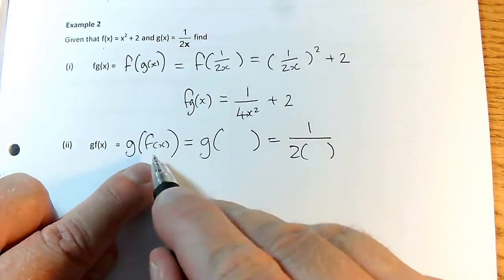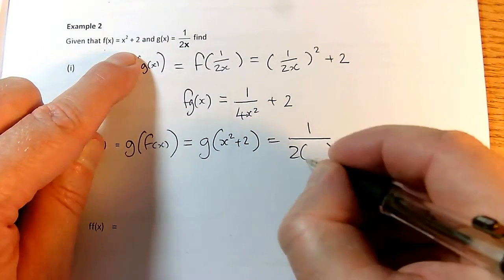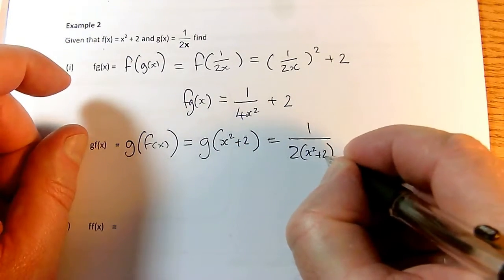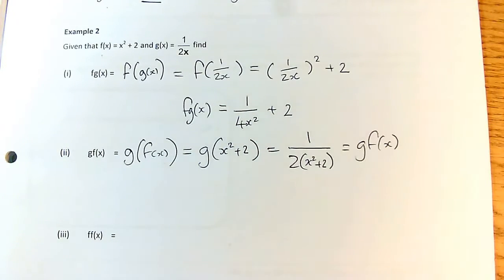Now I need what f of x is. I've got f of x in here. That's x squared plus 2 in this bracket. So it must be x squared plus 2 in that bracket. And that is my gf of x. And I'm not going to bother putting that in any other form. That's fine as it is.